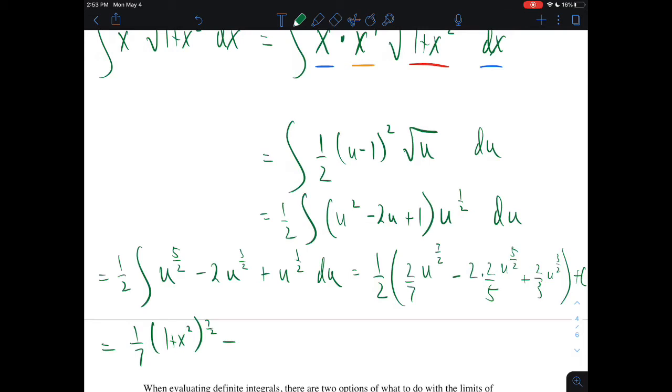So I get 1/7 times the quantity (1 plus x squared) to the 7/2, minus the 1/2 times the 2. They cancel, so I'm left with 2/5. And then u to the 5/2 is (1 plus x squared) to the 5/2. And then 1/2 times 2/3 leaves me with 1/3. U to the 3/2, so (1 plus x squared) to the 3/2. And then finally plus c.